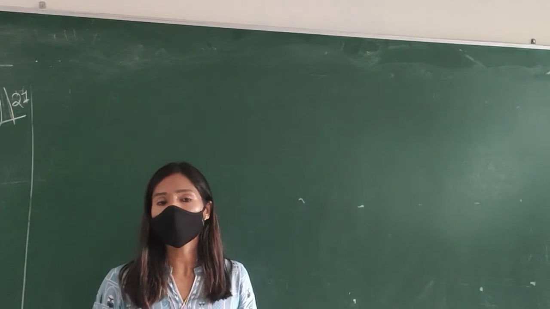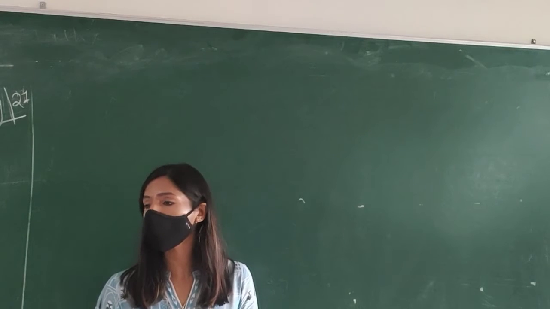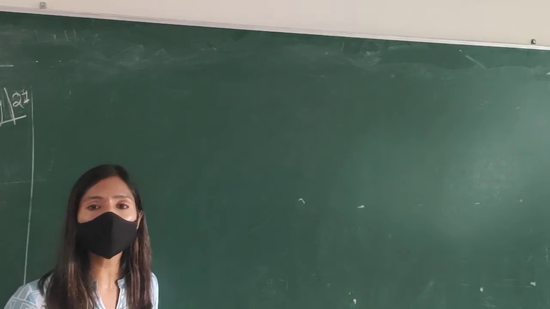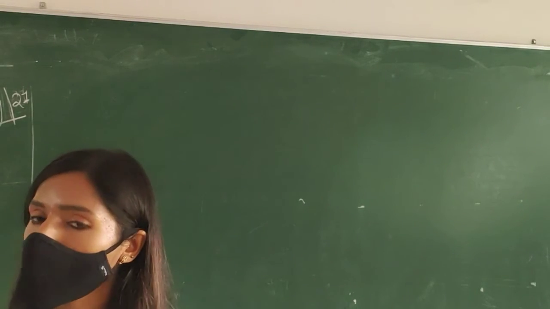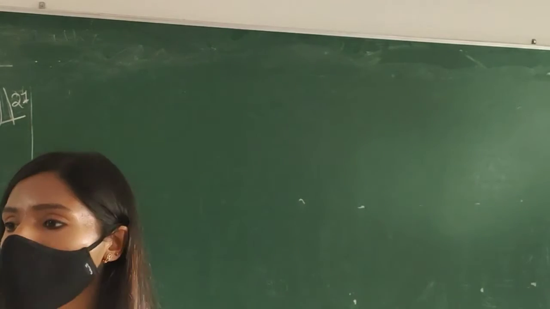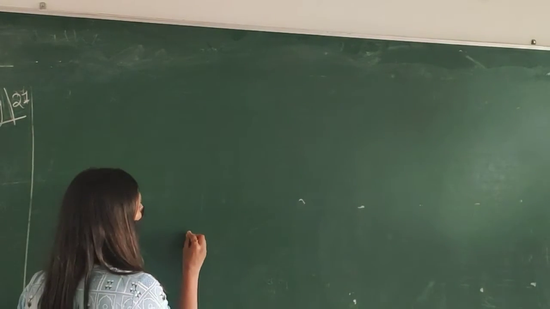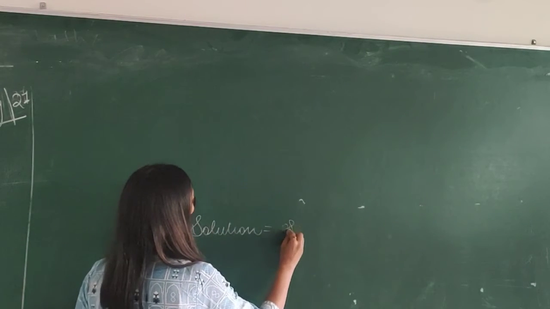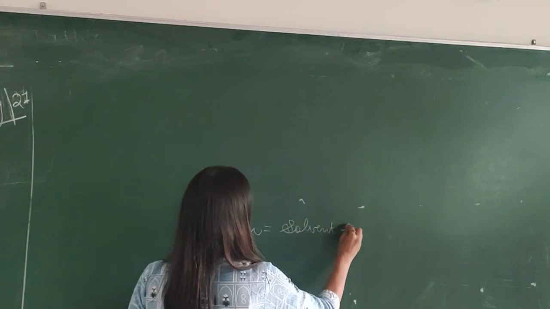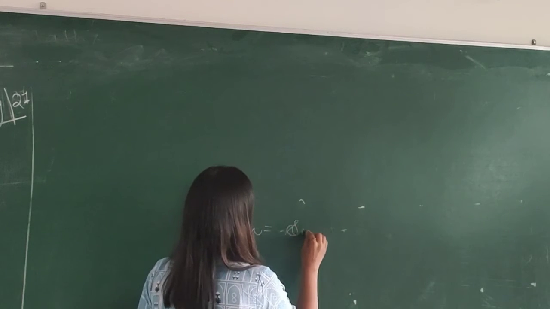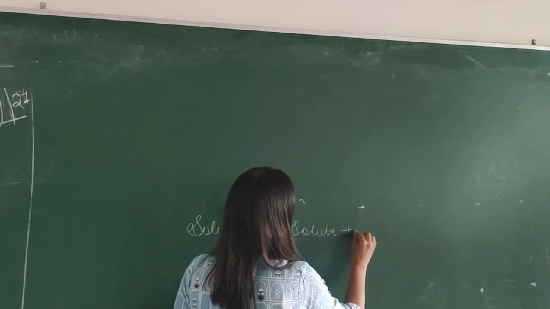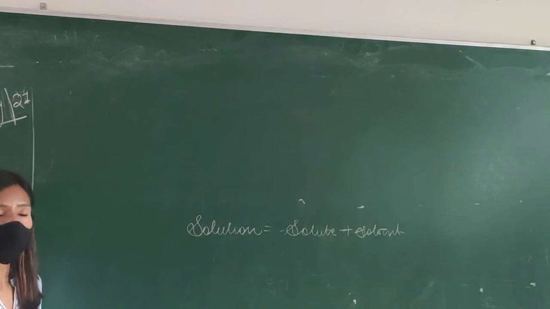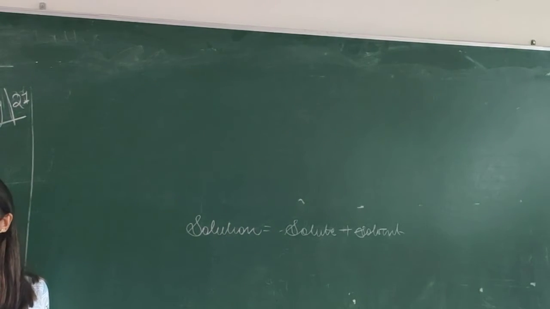If I just ask you to find out the volume of solution, what will you do? You know that a solution is made up of solute and solvent. To make a solution, we need a solute and a solvent. So the formula of solution would be solute plus solvent equals solution.